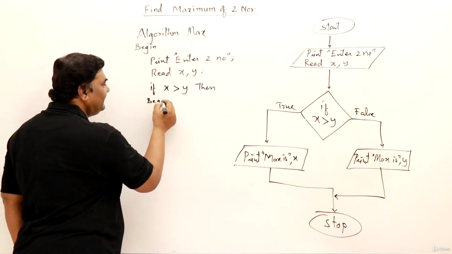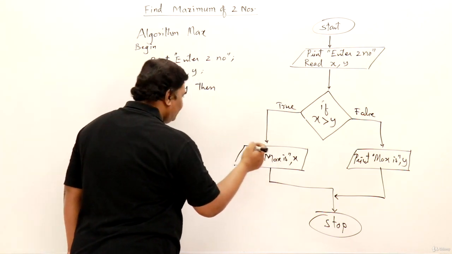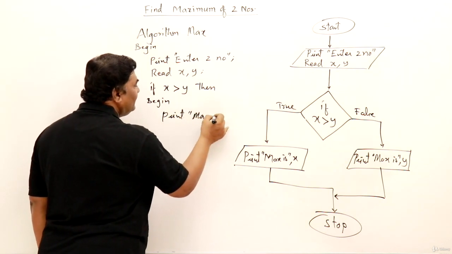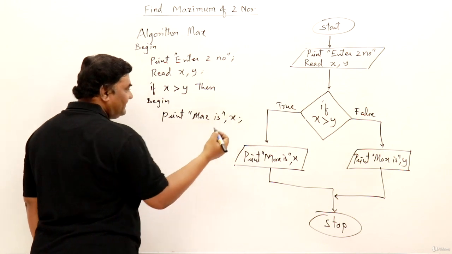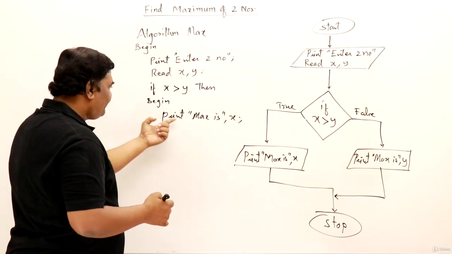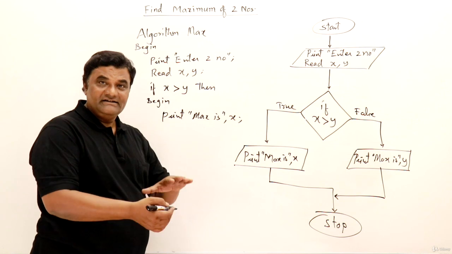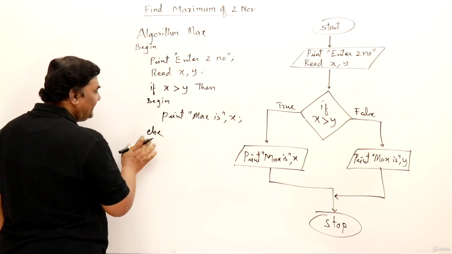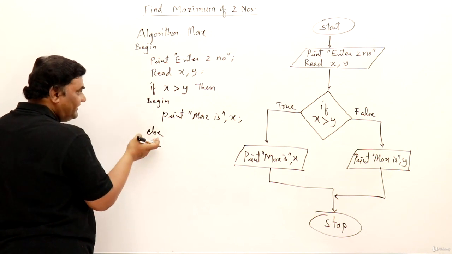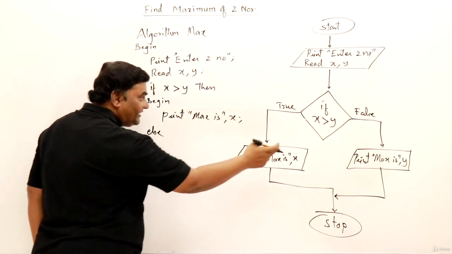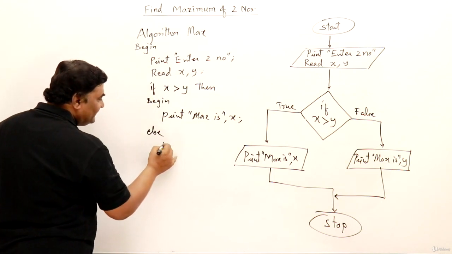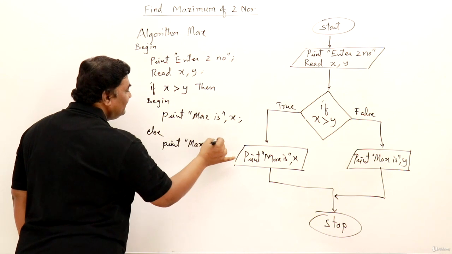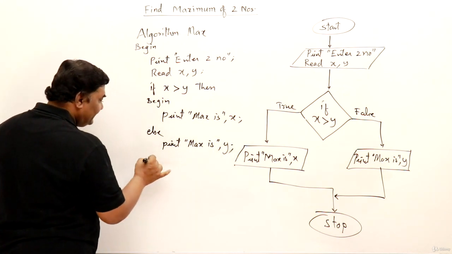So what is there inside if? We have to print this one. So print max is x. That's it. So this is end of if block. Now I have to start else block. I need not write end here. I will write else because it's a continuation of if. If then else, right? Else what I have to do? Print max is y. Then after this say end.